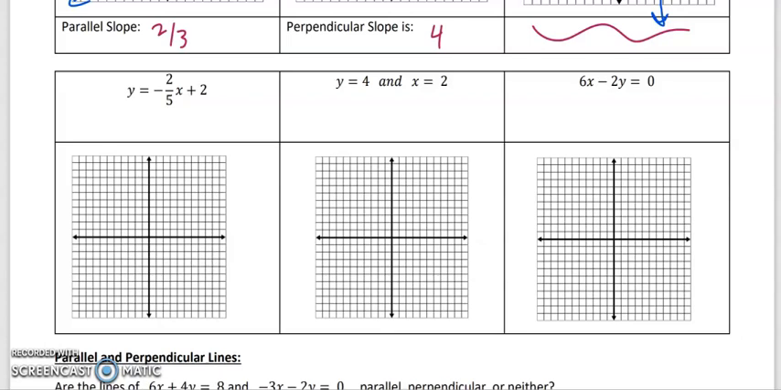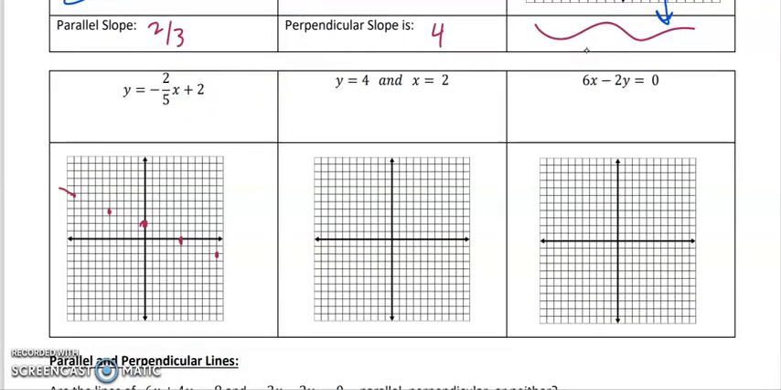All right, so this first one right here is already solved for y. The y-intercept is +2. So we go up here to +2 and put a point. The slope is -2/5. So down 2 over 5, then go down 2 over 5 again. Then we go up 2 over 5. Whoop, there we go. So it should look something like that. Okay, perfect.